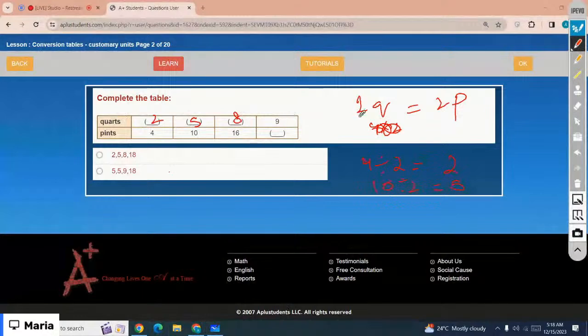You have 9, you need to multiply it by 2. You are going from bigger to smaller unit. You have to multiply 9 times 2 equal 18. So the correct option is 2, 5, 8, and 18. Option number 1 is the correct option, right? 2, 5, 8, and 18 is the correct option. Option 1 is the correct option.